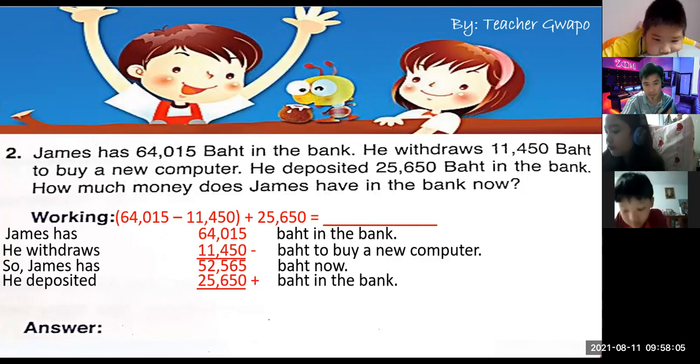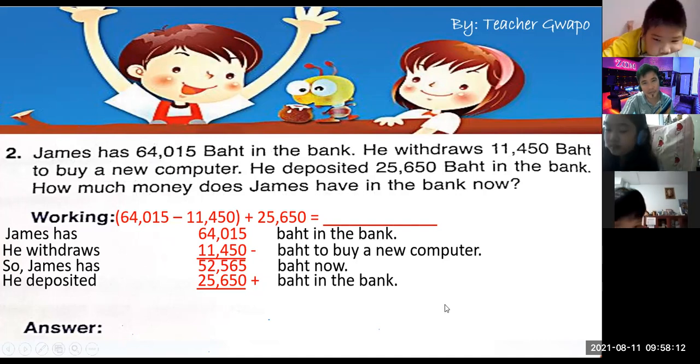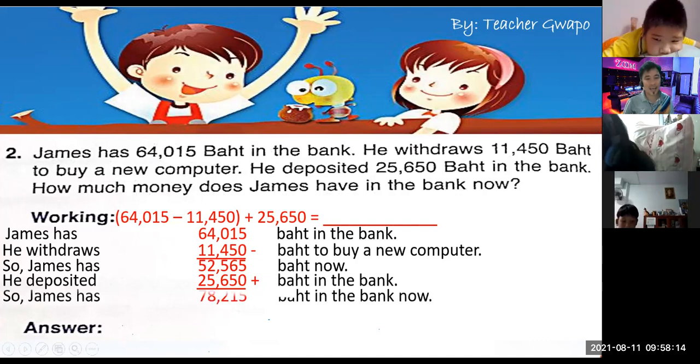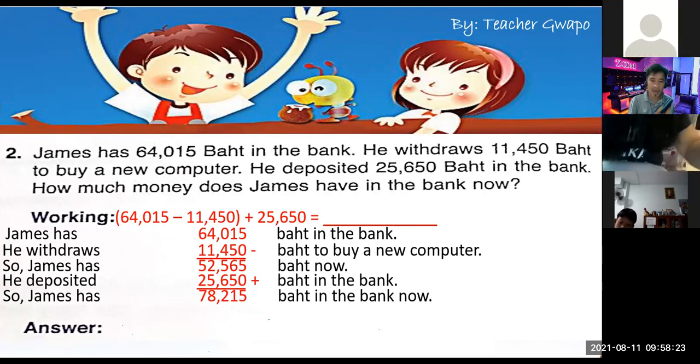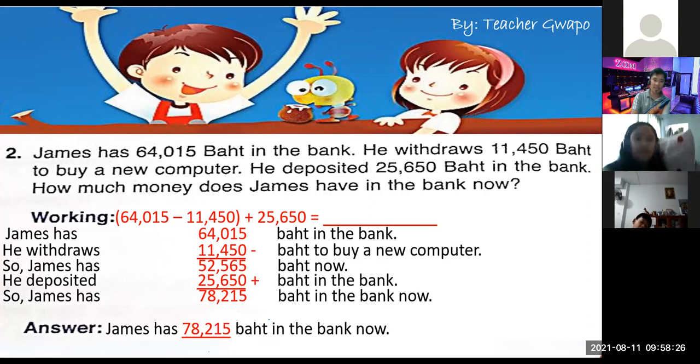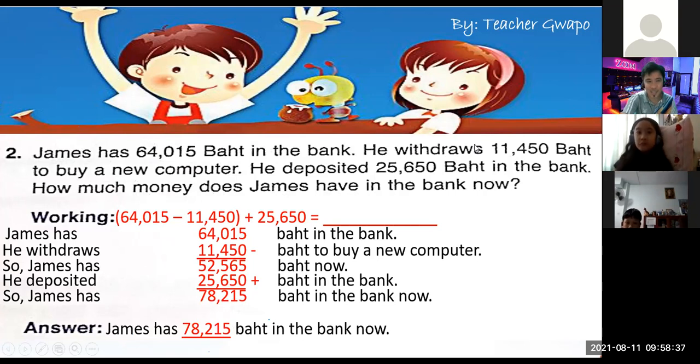Okay, so 52,565 plus 25,000 baht, in total of 78,215 baht in the bank now. So how much money does James have in the bank now? So James has 78,215 baht in the bank now. Okay, pencils up. Good job.